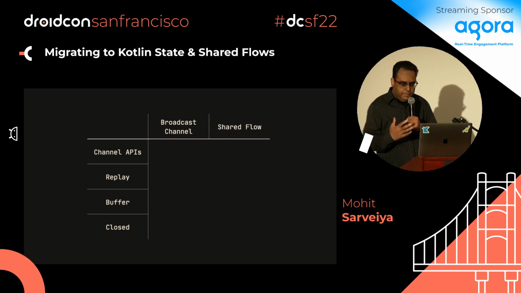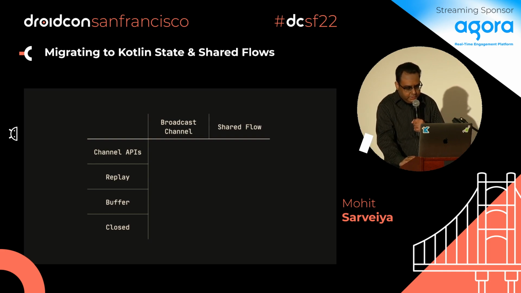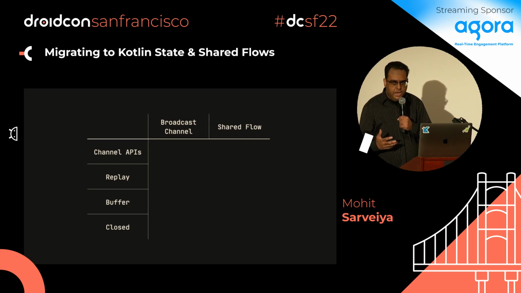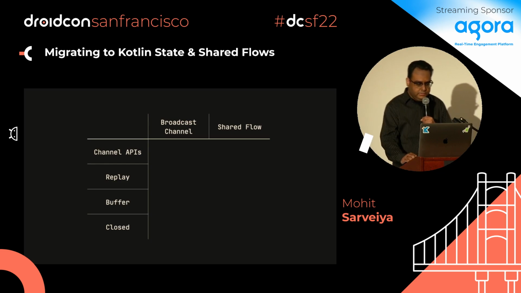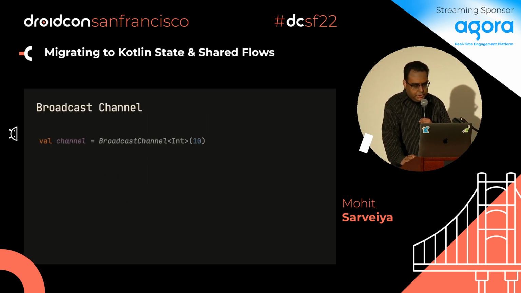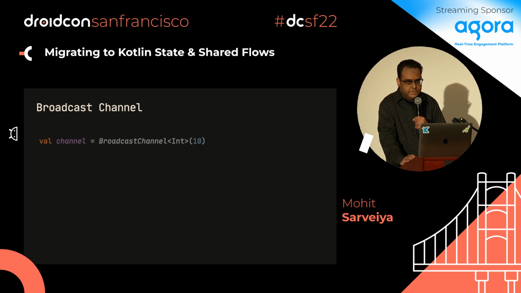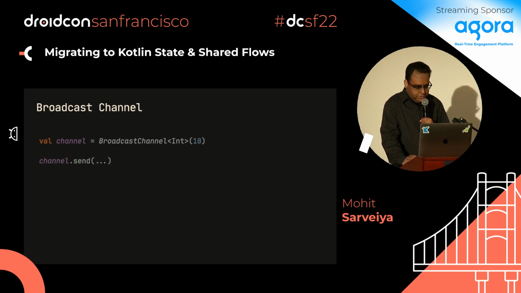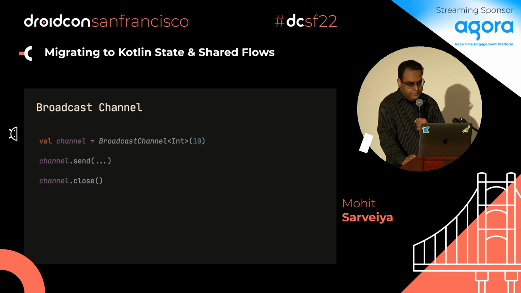So let's compare the APIs of both of these different things. One motivation was to provide simpler APIs than the channel APIs that are provided to you by broadcast channels. When you declare a broadcast channel, you could declare it like this. The 10 is like a cache size. I want to cache 10 things that I'm going to send to it. And then you would use the suspending version of the channel, like channel send, channel close.